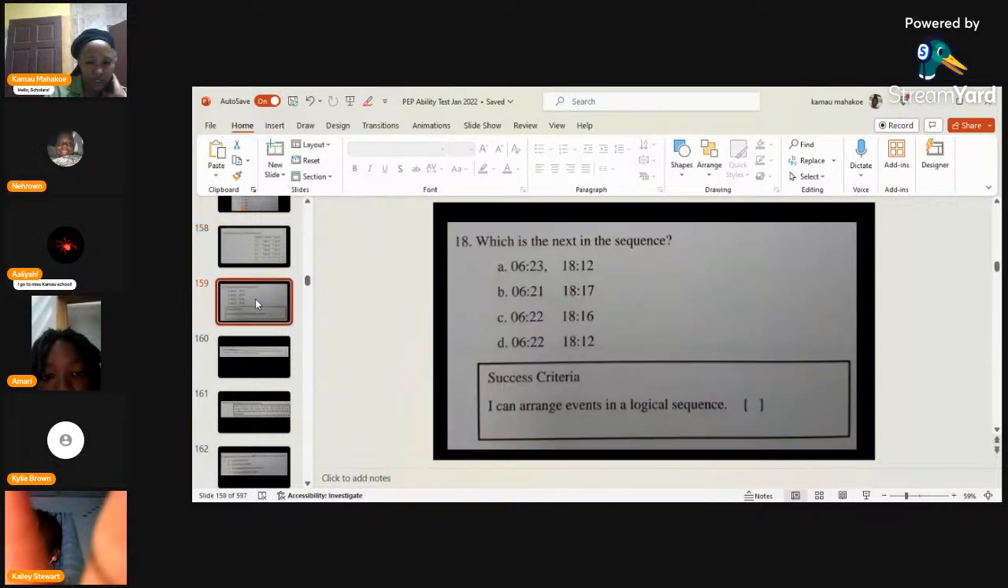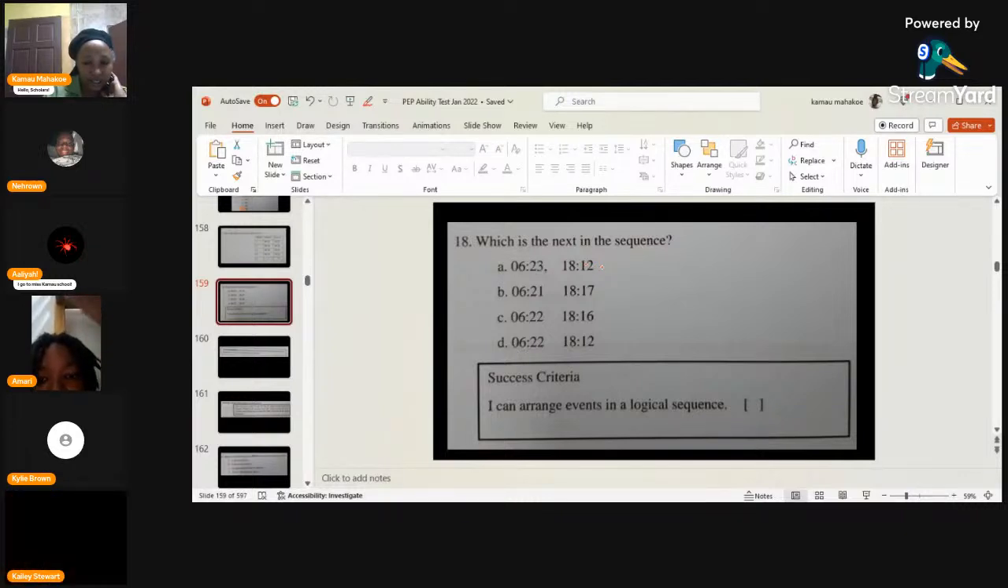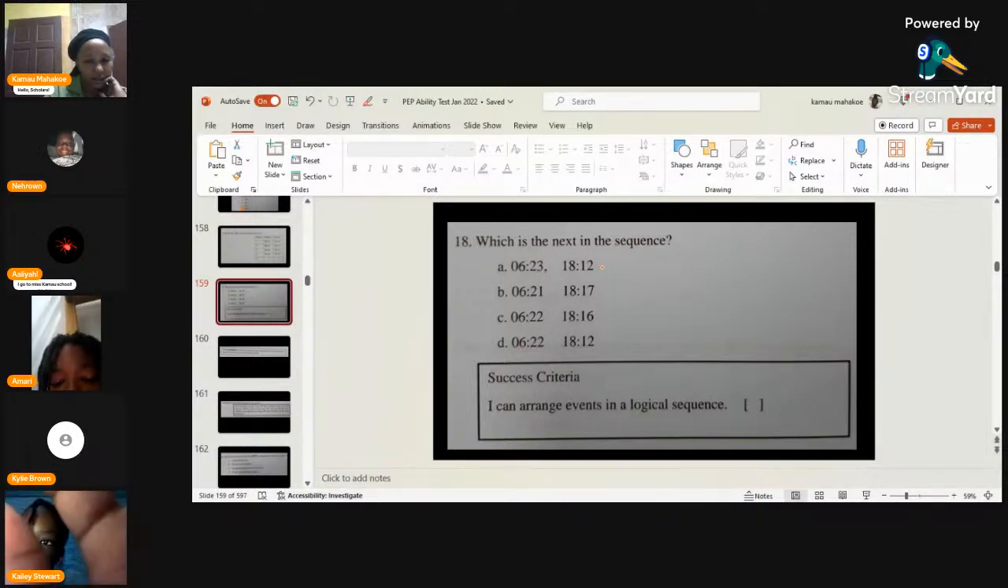So A says it will still be 6:23, and then earlier 18:12. That's not the pattern that it's been following. When it's sunset, it isn't earlier. Right, the sunset. Oh yes, miss. Then I would say C, miss.